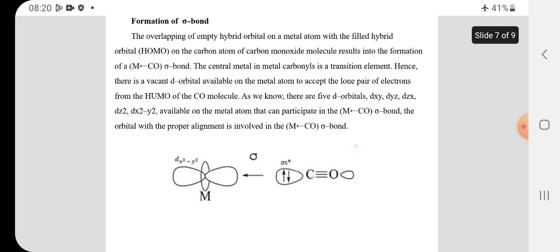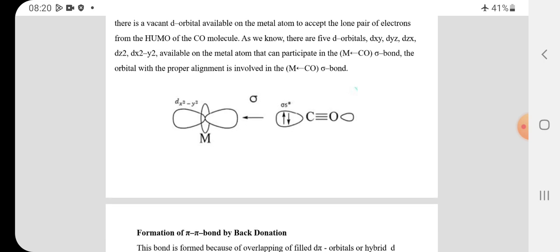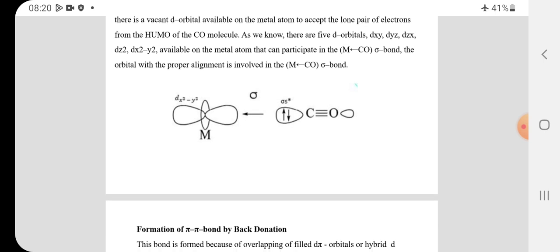Formation of sigma bond: the overlapping of an empty hybrid orbital on the metal with the filled hybridized orbital, the HOMO, on the carbon atom of the carbon monoxide molecule results in the formation of the metal carbon monoxide sigma bond. The central metal atom in the carbonyls is a transition element. Hence, there are vacant d orbitals available on the metal atom to accept the lone pair of electrons from the HOMO of the carbon monoxide molecule.